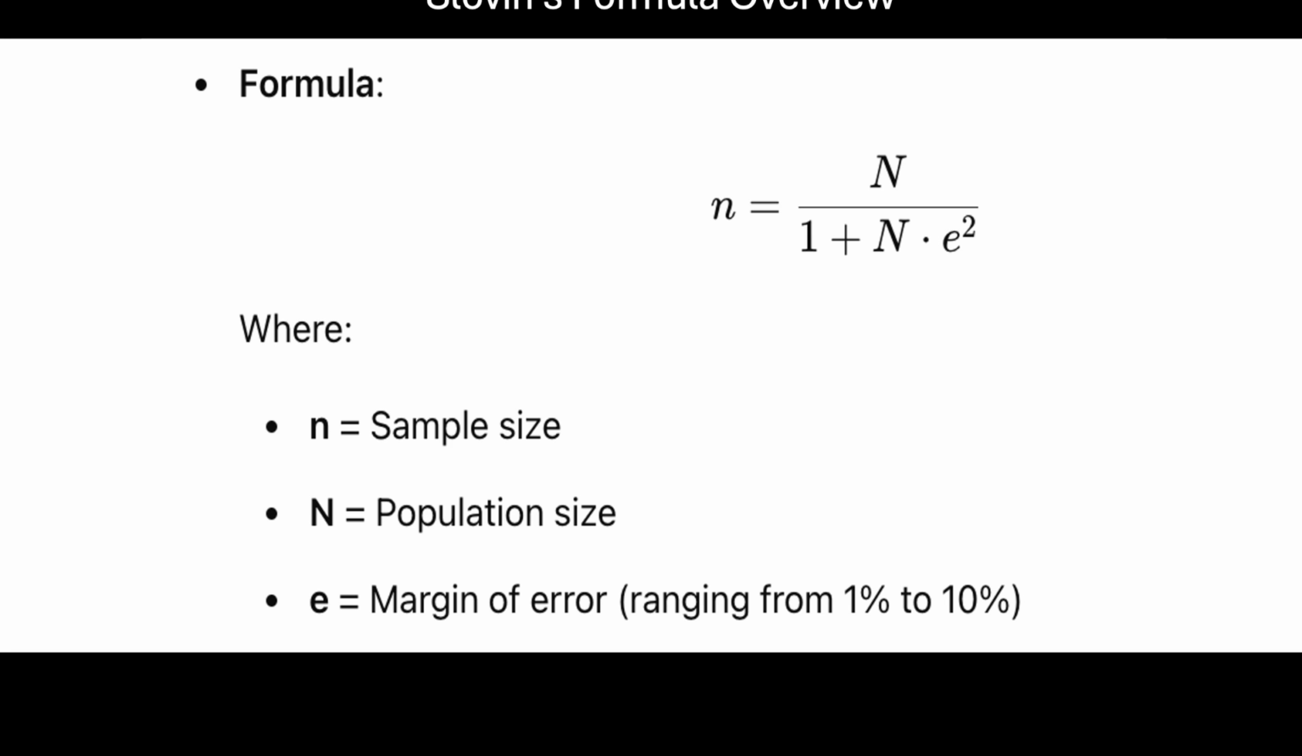n represents the sample size, the bigger N represents the population size, and the letter e is the margin of error. That ranges from 1 to 10%, so 0.01 to 0.1. Okay, so that's basically the margin of error.